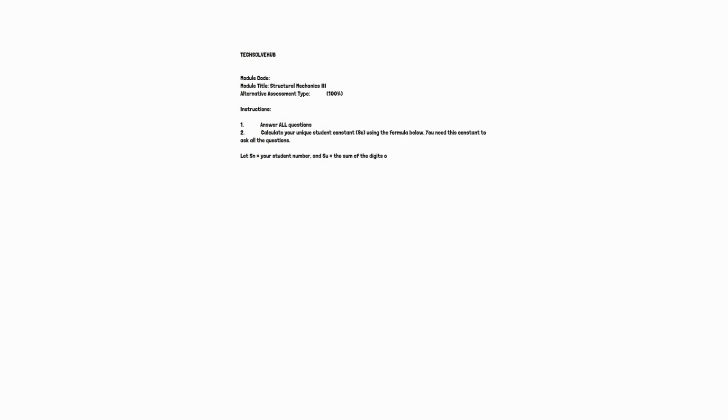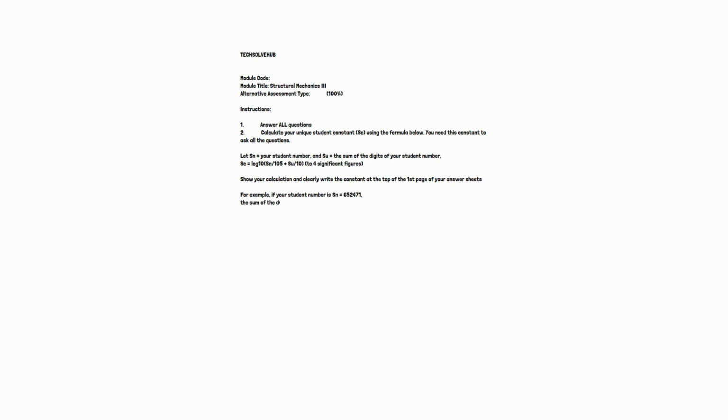Let Sn equal your student number, and SU equal the sum of the digits of your student number. SC equals log10(Sn/10^5 + SU/10), to 4 significant figures. Show your calculation and write the constant at the top of the first page of your answer sheets.